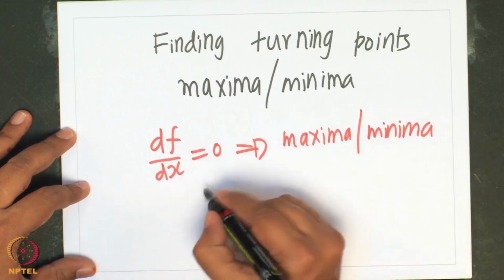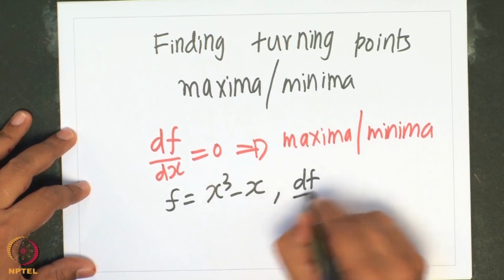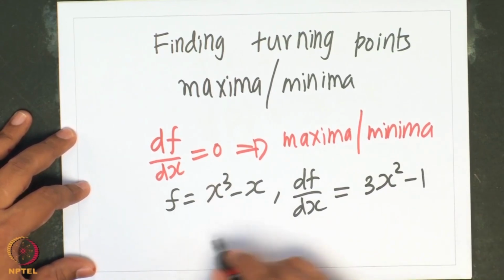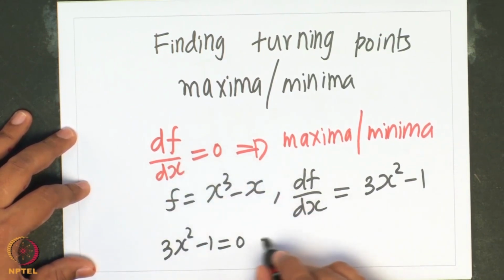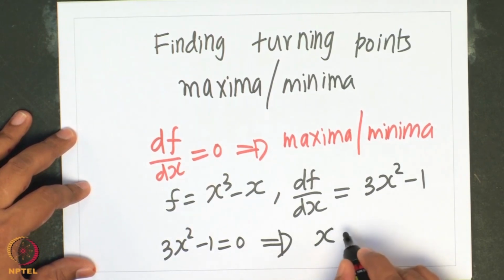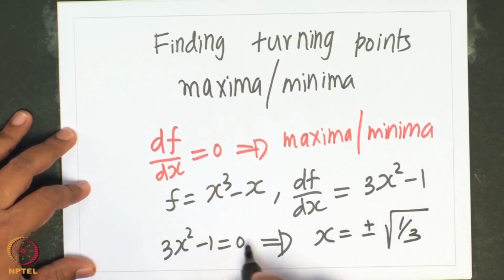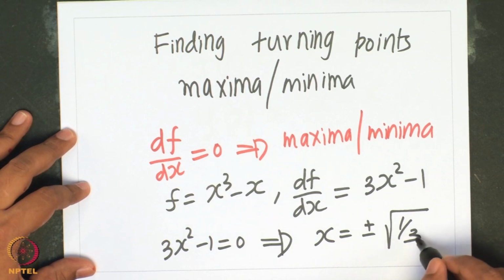So, if you take this function x cube minus x and calculate the first derivative, it is going to be 3x square minus 1. Where will this be 0? So, 3x square minus 1 equal to 0, which means df by dx is 0. This would imply that x is equal to plus or minus root 1 by 3. 3x square is 1, x square is 1 by 3, and x is root of 1 by 3. So, there are two roots, plus root 1 by 3 and minus root 1 by 3.